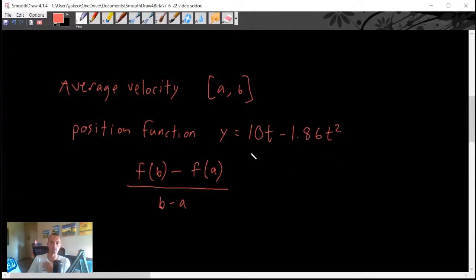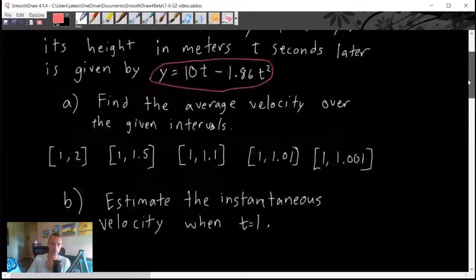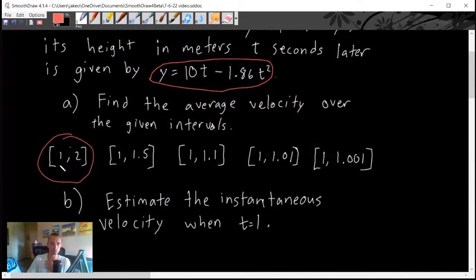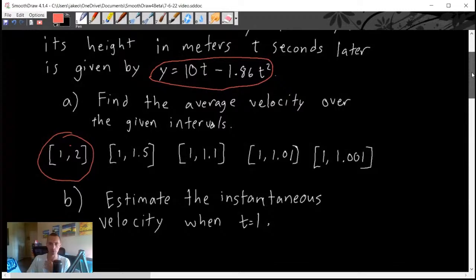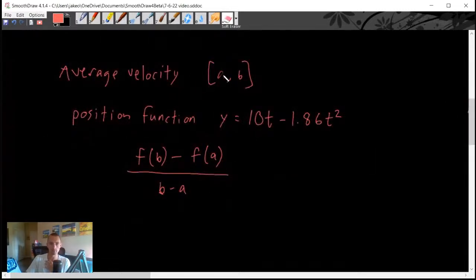Okay, so this is our position function, and we'll start with this first one here, the average velocity from t equals 1 to t equals 2. So a is going to be 1, b is going to be 2. So to find the average velocity from 1 to 2 with this position function, we're just going to first plug in 2.